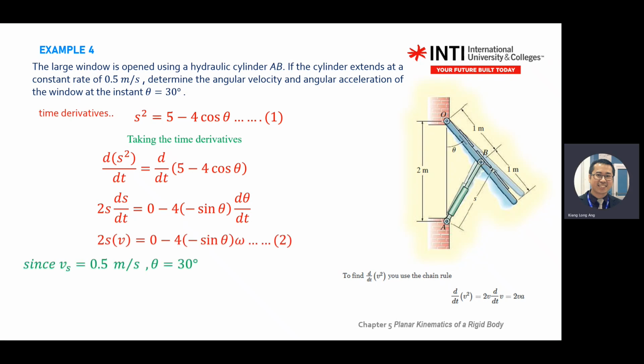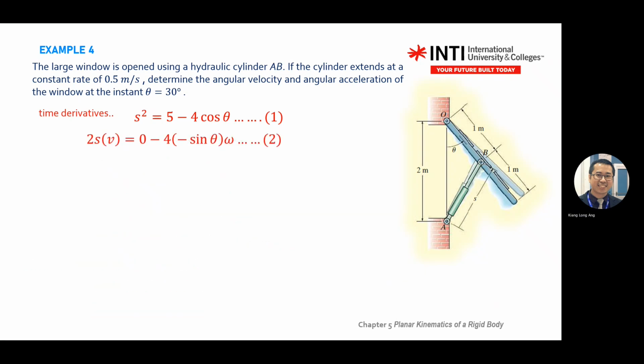Okay, so you get the second equation, you substitute 30 degrees and velocity 0.5 there. How you get here to here, by using chain rules. The chain rules are already worked out for you. You just substitute the value. You get omega, which is your angular velocity, 0.6 something radians per second.